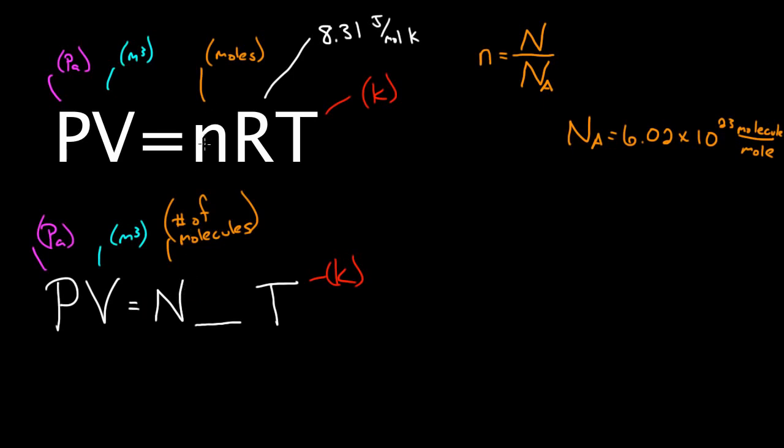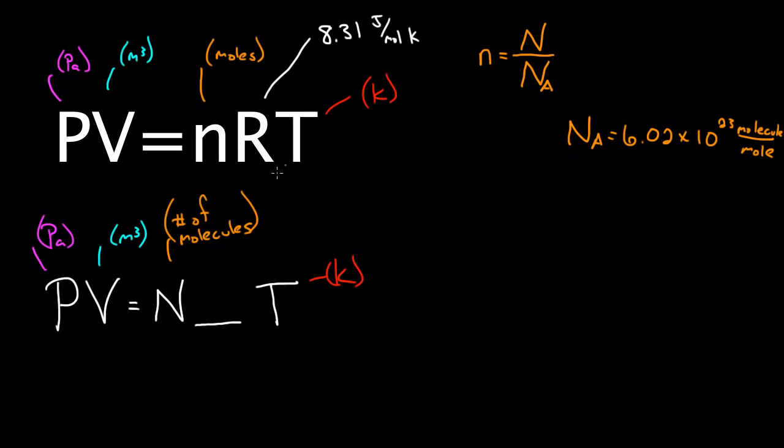Instead of plugging in, say, 2 moles right here, the number 2, down here I'd plug in 2 times this. So I'd plug in 12.04 times 10 to the 23rd. Since this is a huge number, I need a constant that's really small because it's got to balance out. We know that little n times R has got to be the same as capital N times this constant, because the rest of this is the same.